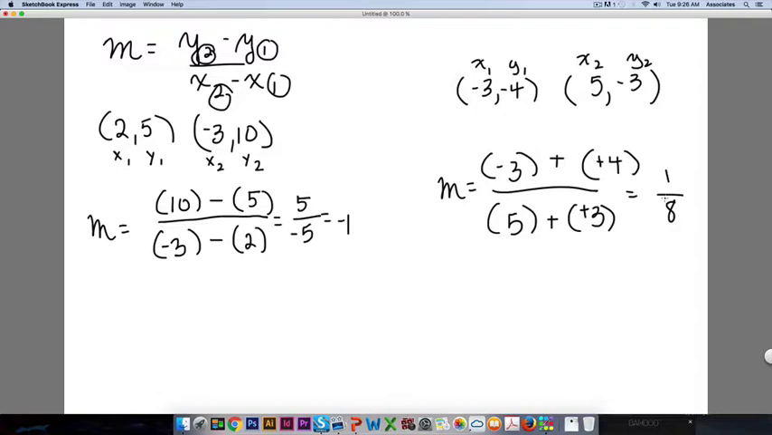So my slope is, did I do it correctly? Did I copy it correctly? 3 minus negative 4. I got 1/8. So that's my answer. So double check and make sure that you were correct on that. And let's go back to the PowerPoint. We'll clear it out and let's go back to the PowerPoint.